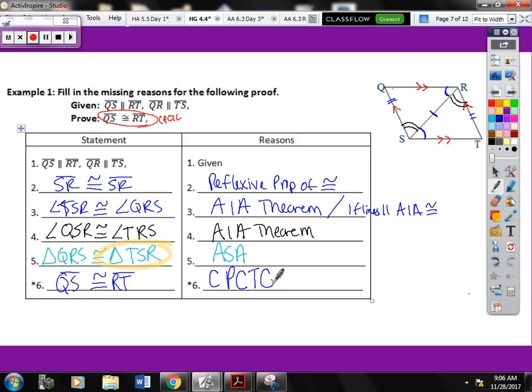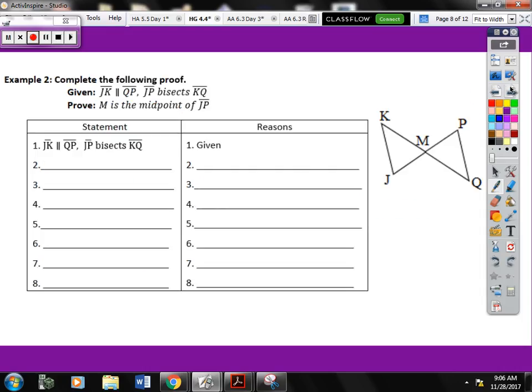So we'll take a look at a couple harder ones on the back. And I will just warn you, I have an extra line on these proofs for some reason. I think we're only going to use 7 lines, but you could use 8 if you use like third angles theorem or something. All right, so this one we have JK is parallel to QP, so let's mark that in our picture.